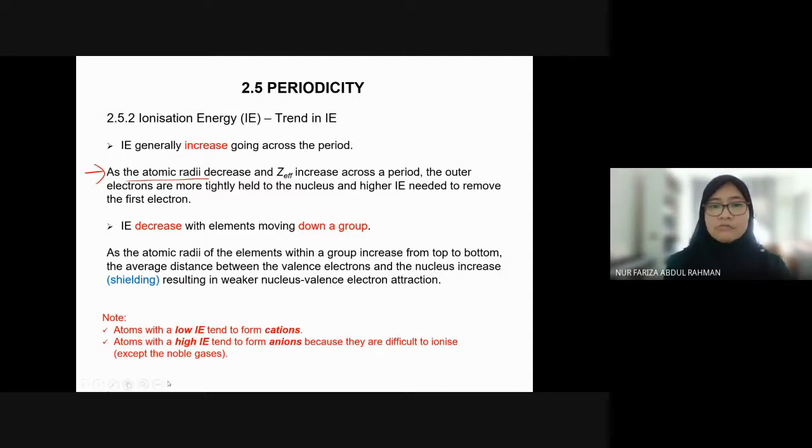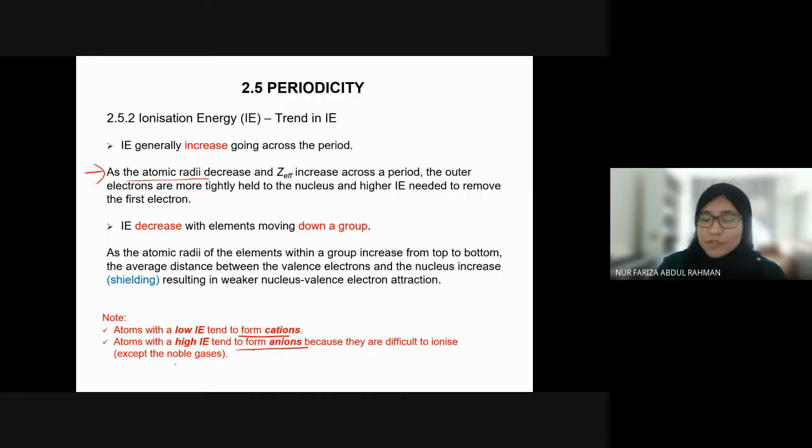Alright, so all of the information just now is the same as what we have in this paragraph. Don't forget to highlight the attraction between nucleus and the valence electron. So, we have a note here. Atoms with low ionization energy tend to form cations. Atoms with a high ionization energy tend to form anions because they are difficult to ionize, except for noble gas.